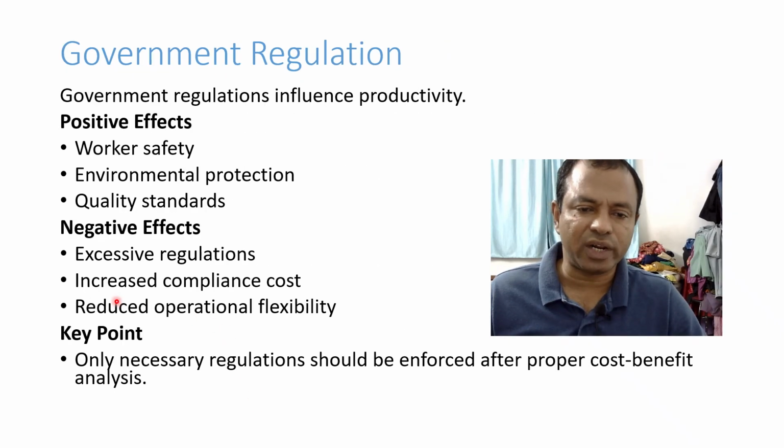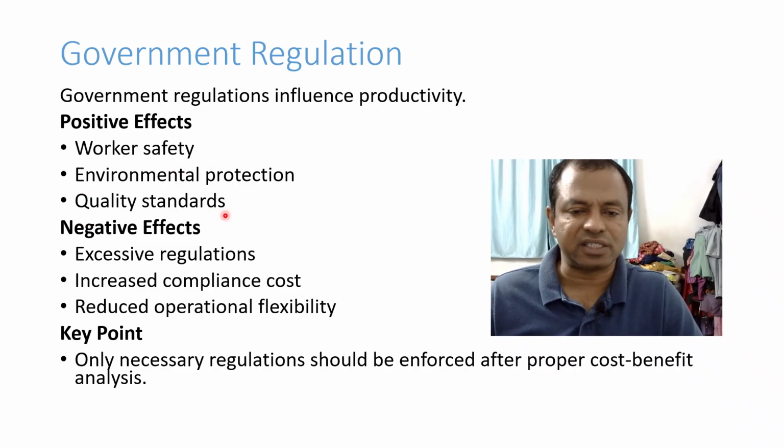Then government regulation. Government regulations influence productivity because there are many government regulations which will positively affect the workers. So many government regulations are there which ensure worker safety, environmental protection, quality standards.